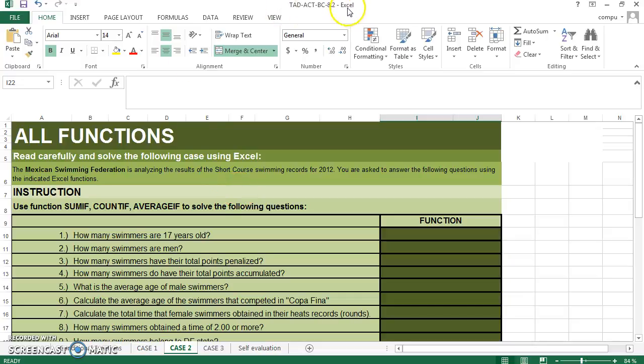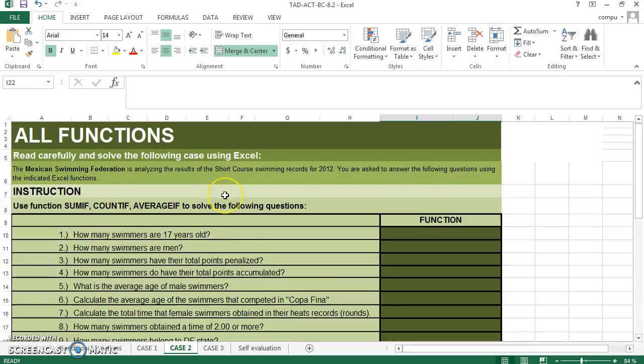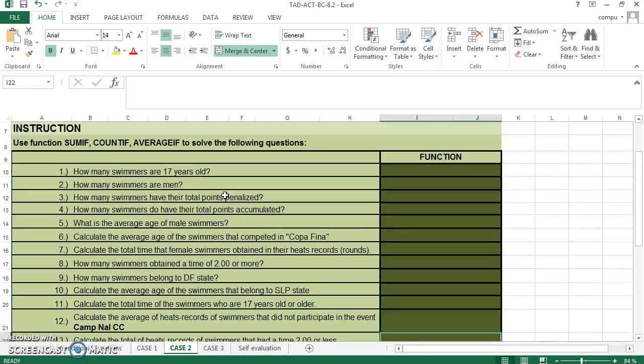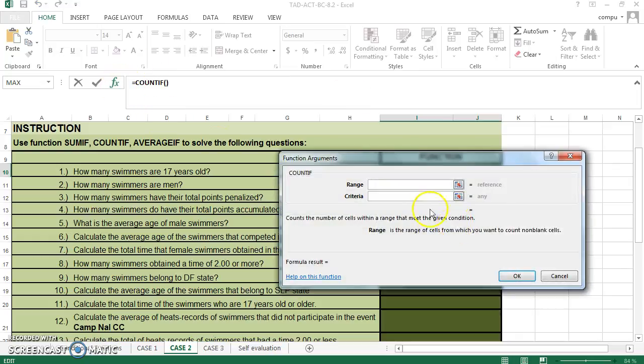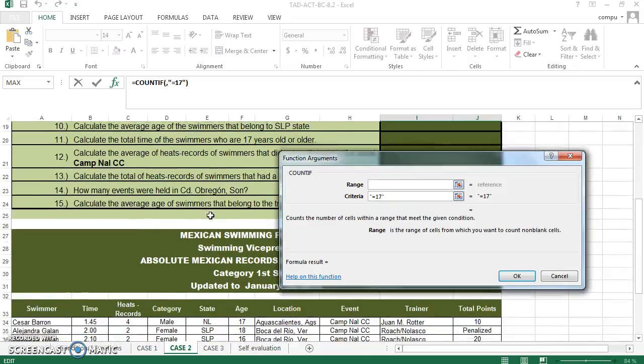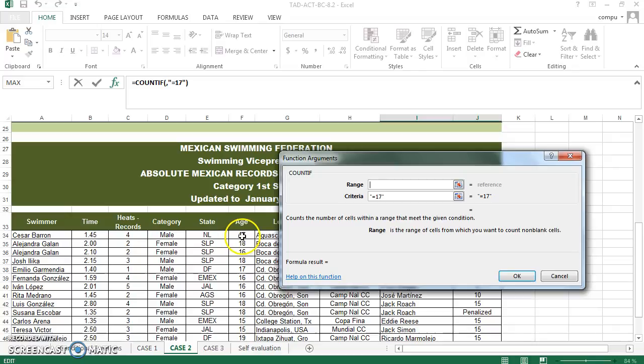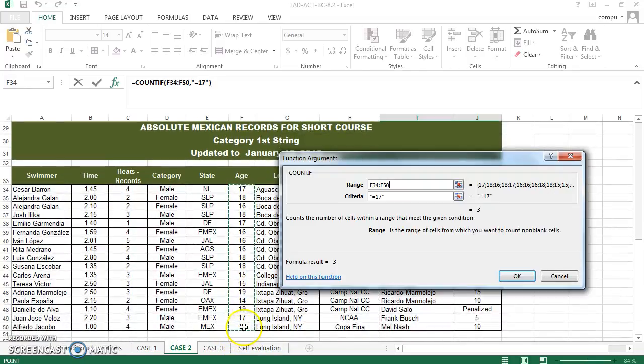We are solving activity 8.2, case 2. Now we have the information about swimmers, and the first question is how many swimmers are 17 years old? Our criteria is 17 years old. So we start typing equals COUNTIF, open parenthesis, and my criteria is equal to 17 years old. That's the only ones I want, and the information is provided on column H or column F. So Excel is going to look only for my criteria 17 here on all the information about the years, and the answer is 3.